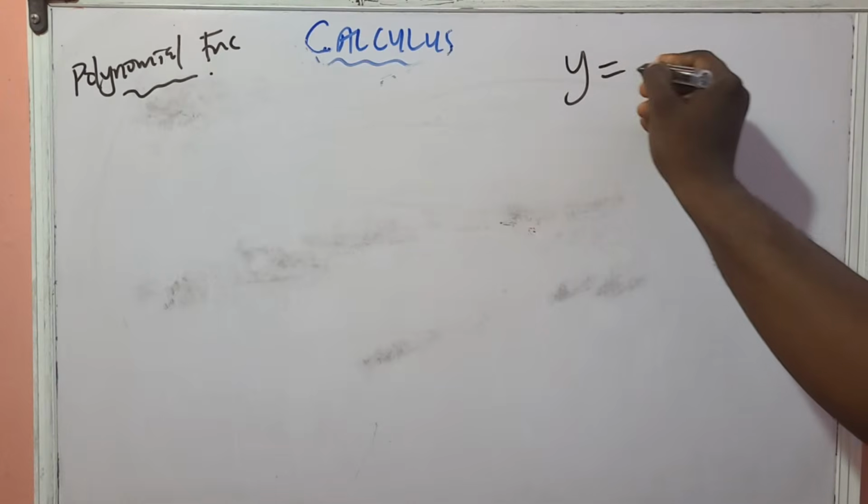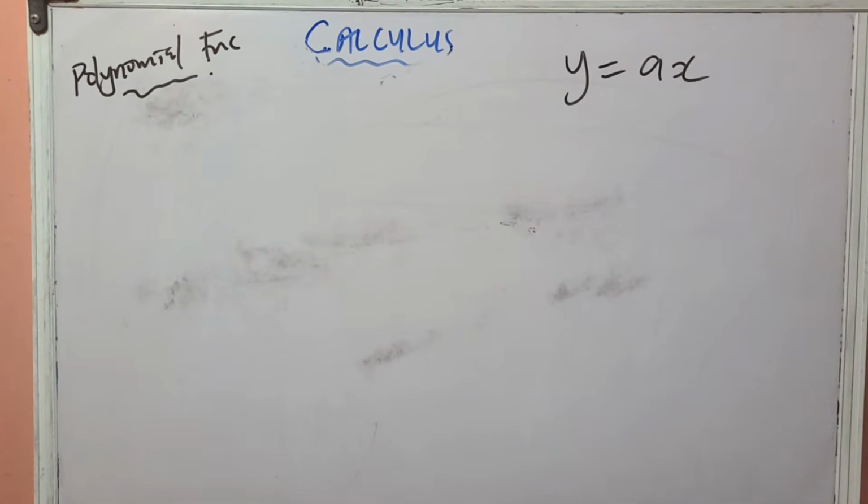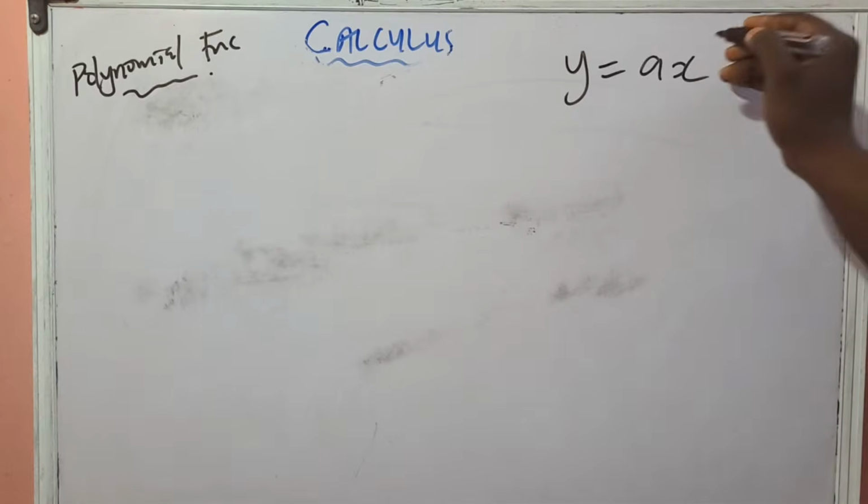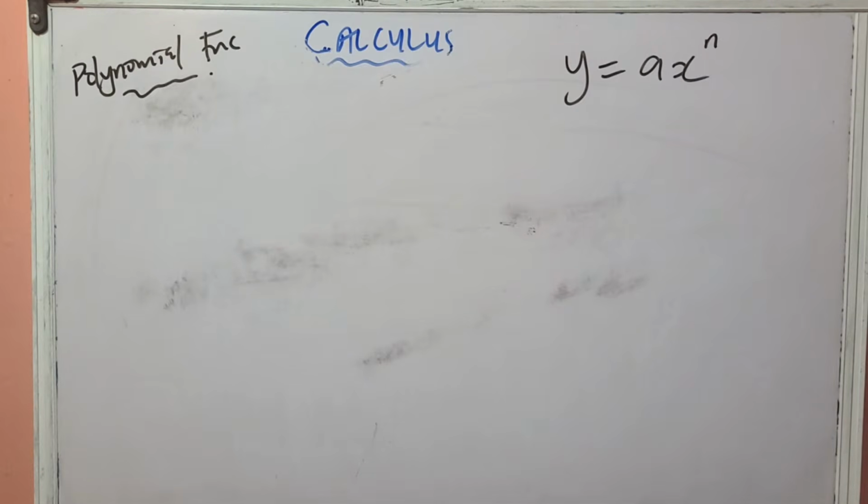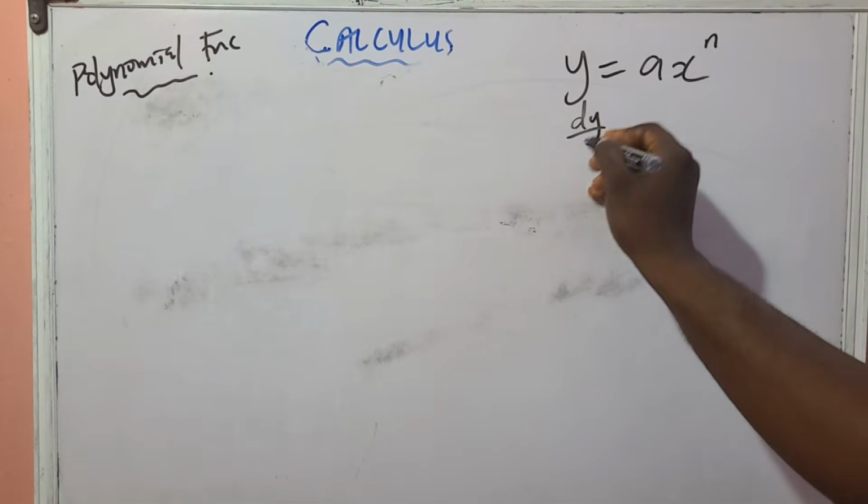So let's take, for instance, a polynomial function of this form, y equals ax raised to the power of n. Now, if you have a situation like this, and you are asked to find the derivative of y with respect to x, I'm sure you understand that the derivative of y with respect to x is written as dy over dx.